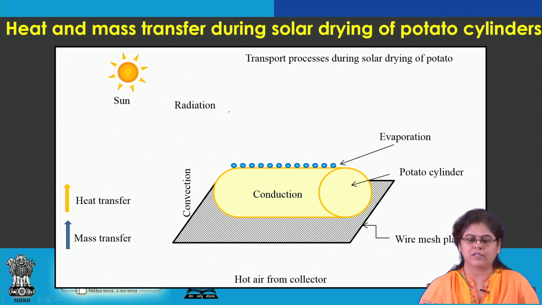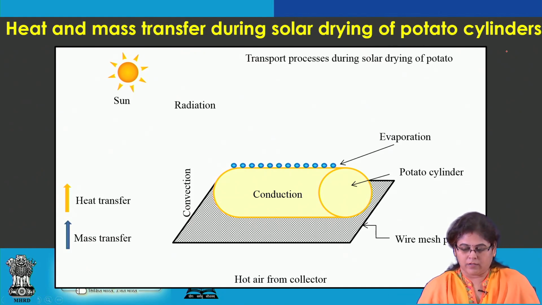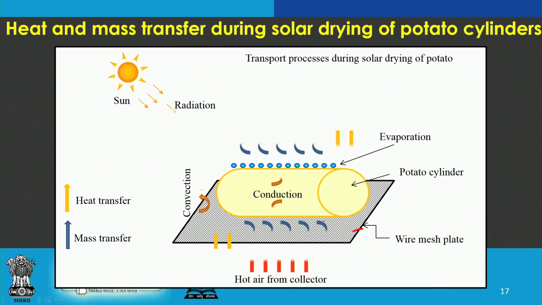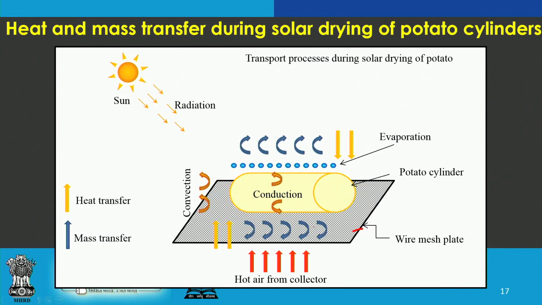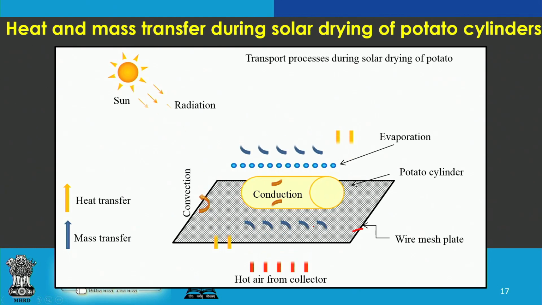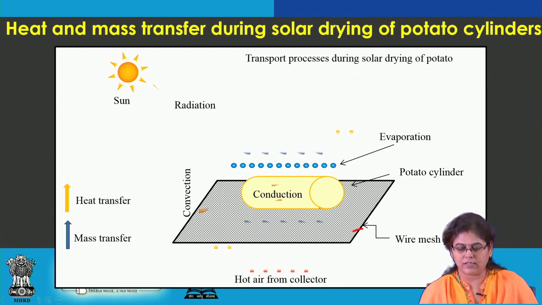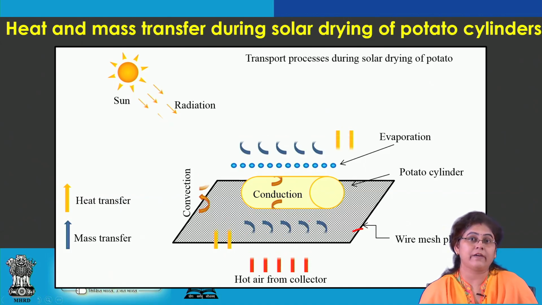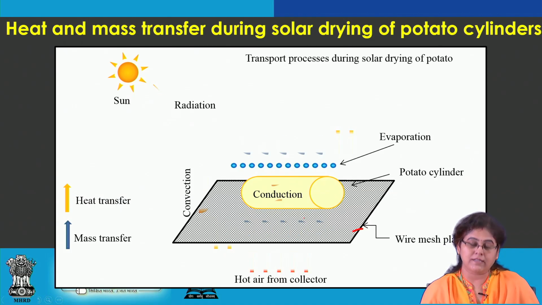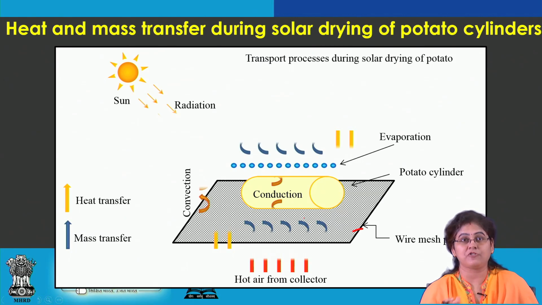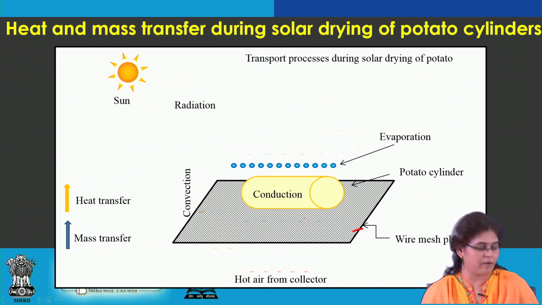So, this is a heat and mass transfer analysis during solar drying of potato cylinders, as can be seen. Then on the wire mesh plate the potato cylinders are being placed, and during the drying process basically what happens, three modes of heat transfer take place simultaneously: convection, radiation and conduction, as a result of which the material gets shrunk with time. So, due to this shrinkage phenomenon, it is very important to analyze the material shrinkage along with the temperature and moisture distribution during the solar drying of potato cylinders.